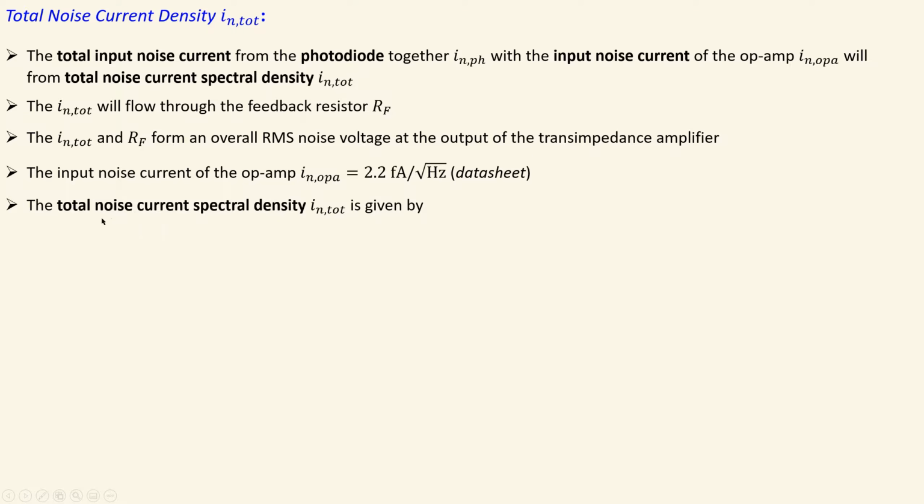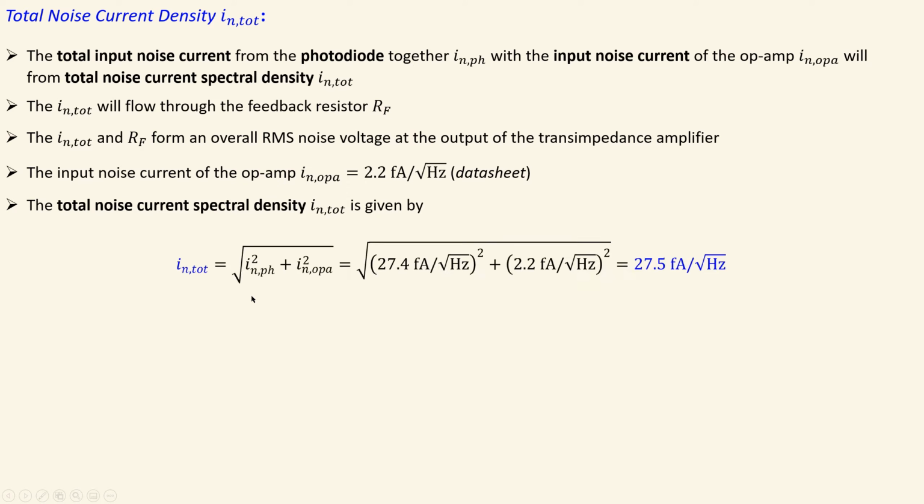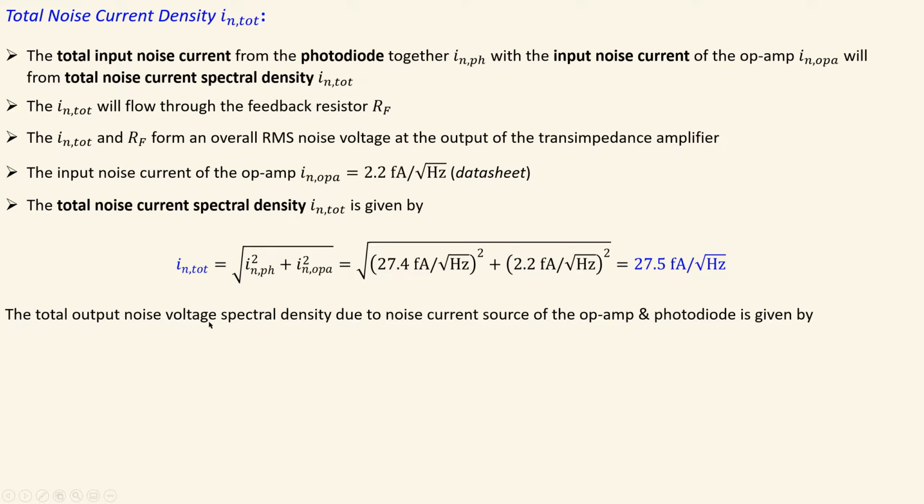Now the total noise current spectral density is given by this expression. We already calculated this, 27.4 femtoamps per root hertz. This is from the datasheet, and I have then 27.5 femtoamps per root hertz. You see that this is still dominating; the part from the op-amp is not really that important for this case. So the total output noise voltage spectral density due to the noise current source of the op-amp and also the photodiode is given by this.